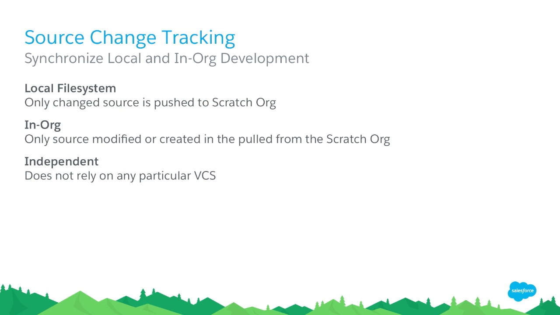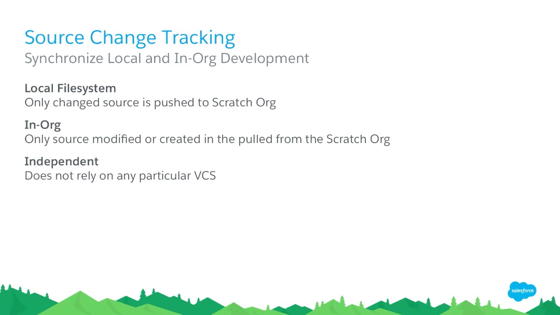With source change tracking, we actually monitor the changes being made to the source, both on the file system and in the scratch org, and only push or pull those items which have changed. How do we do this? On the local file system, we keep an index of all the files in the workspace. And for each file, we keep a set of attributes. We keep things like the file size, timestamps. We keep a hash code of the contents of the file.